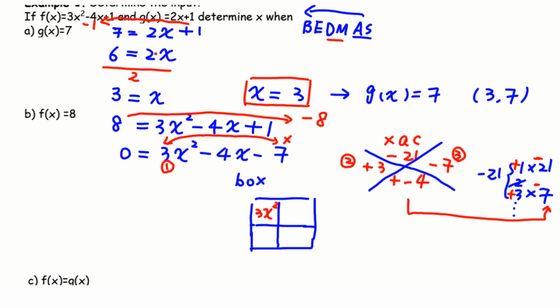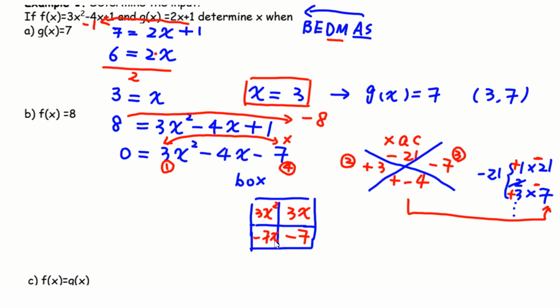So 3, remember we need to put the variable x here. And the negative 7, we put variable x. 3x minus 7x give you the middle term. So we rewrite the middle term to 2 terms. And the last term is inside the last box, negative 7.